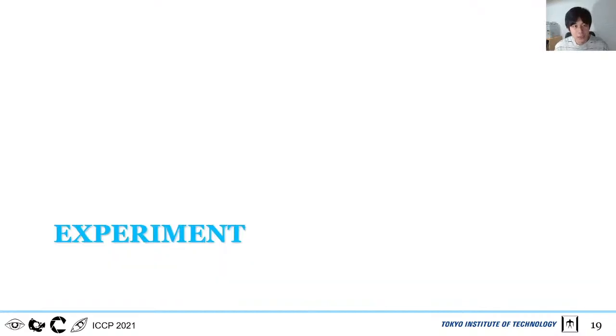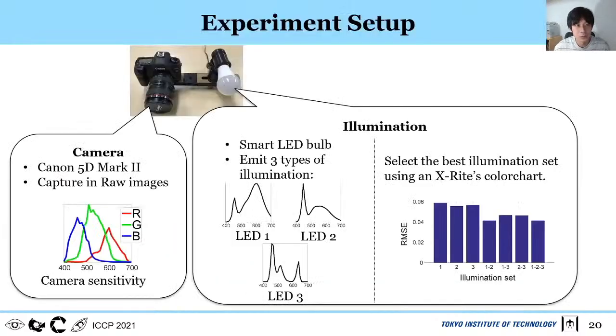Next is our experiment. We use a smart LED bulb as the light source. For capturing input images, we use a Canon EOS 5D Mark II digital camera. The spectral power distribution of illumination and camera spectral sensitivity are known in our system.